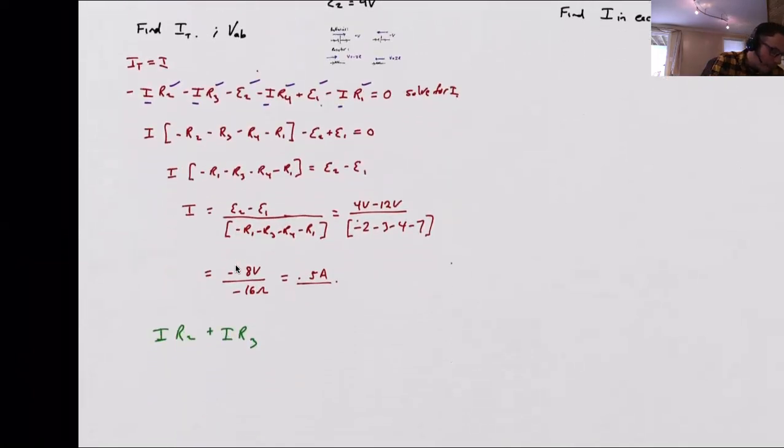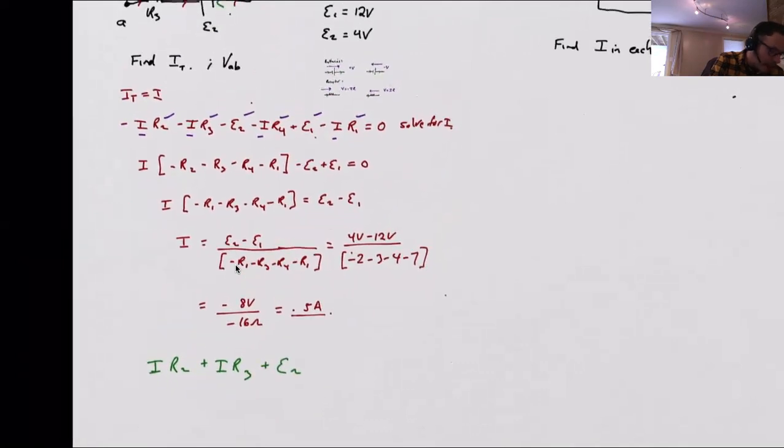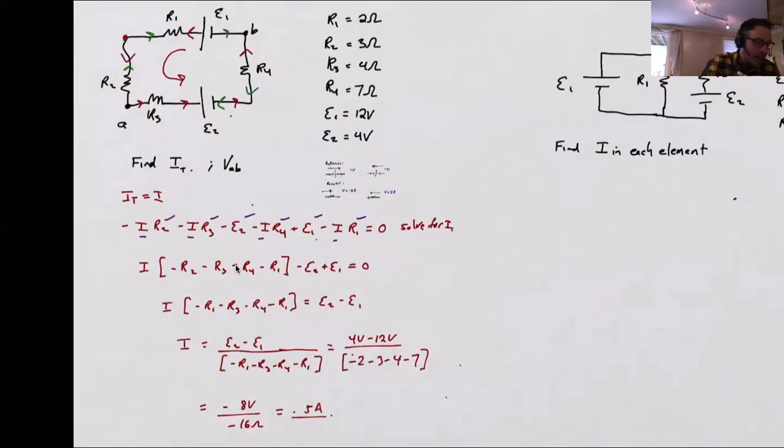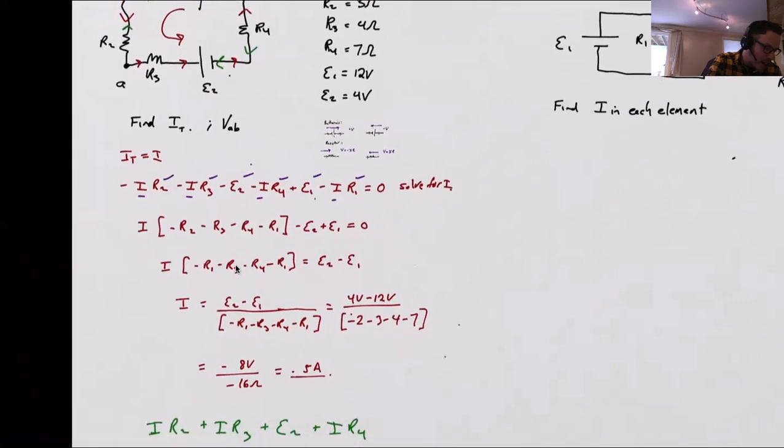I would pick up the positive value of E2. Then I would pick up a positive I R4. However, then again, green has to be going this way. I'm now analyzing it the opposite way, so I'm going to lose this time the E1.